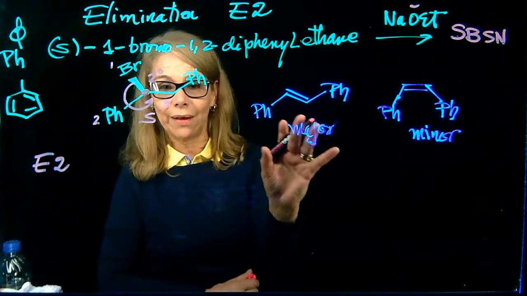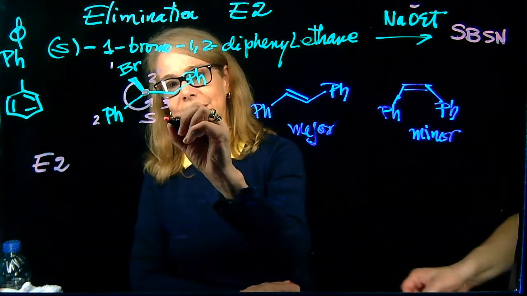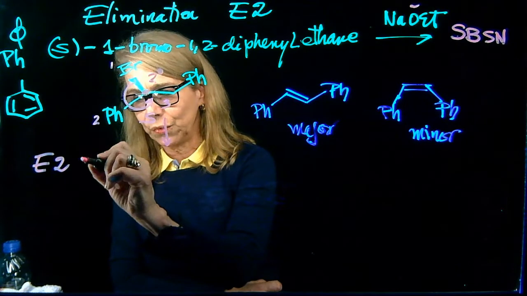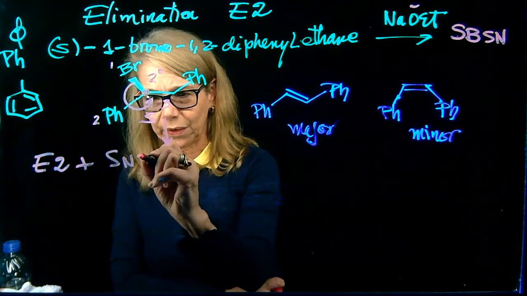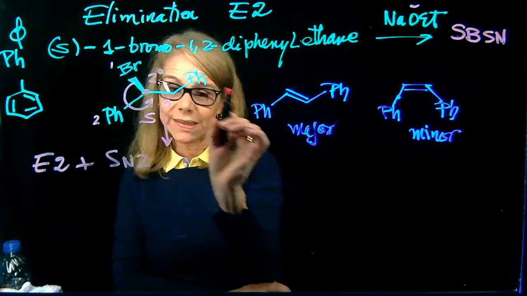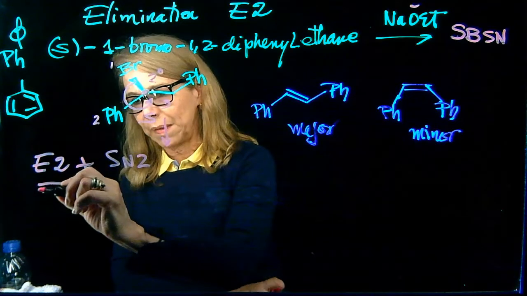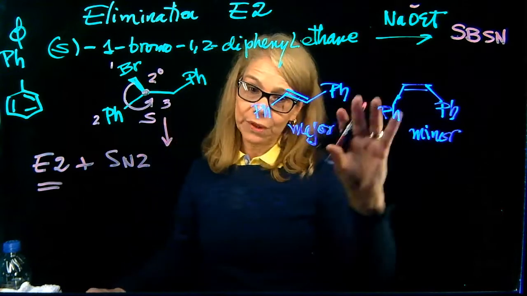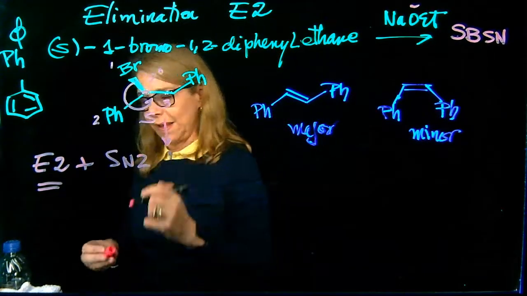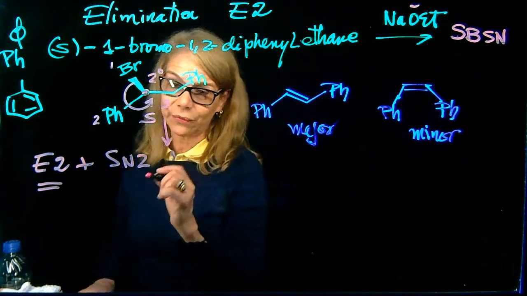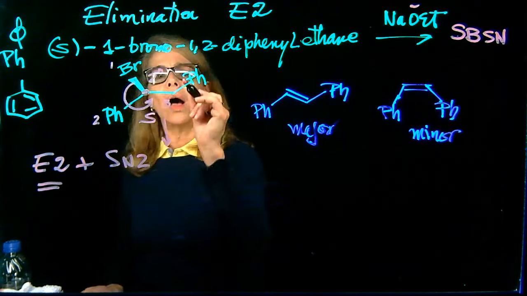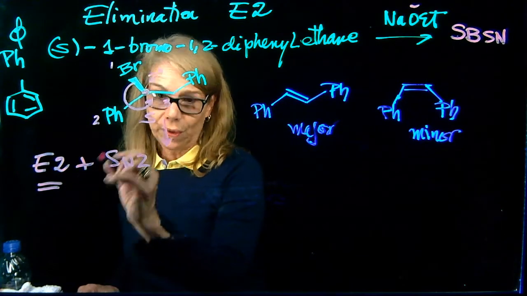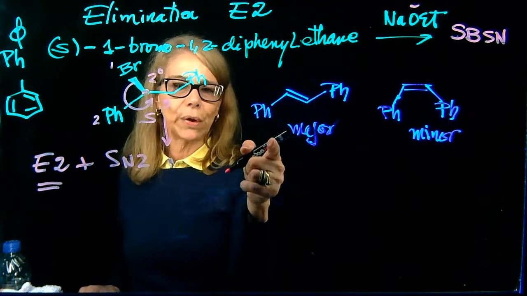We have the possibility that the substrate can produce E2 and can also have a substitution product. But when we have a secondary substrate, the major product is always the E2. So we're going to see why we form this, and then we're also going to do the substitution product. To better understand that, we need to go to the mechanism.